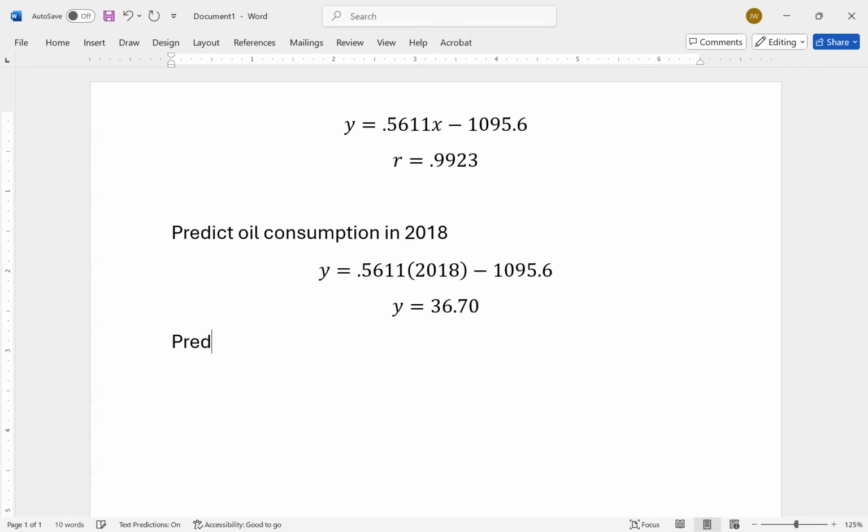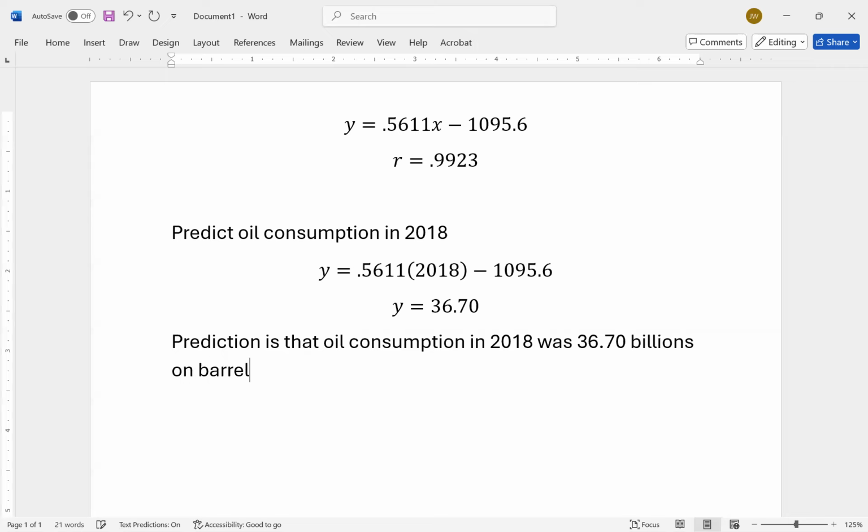So the prediction is that the oil consumption in 2018 was 36.70. This was in billions of barrels of oil. And you could check that if you wanted to. Obviously 2018 is in the past, so you could check and see if that held true.